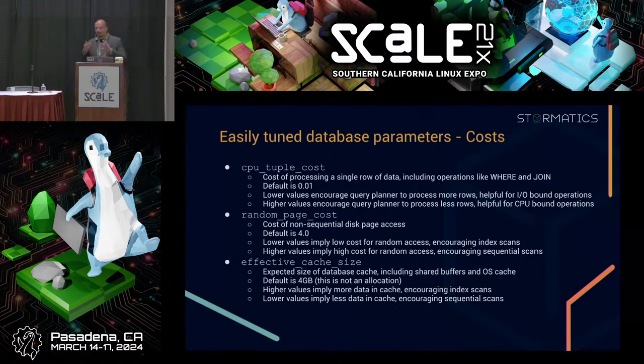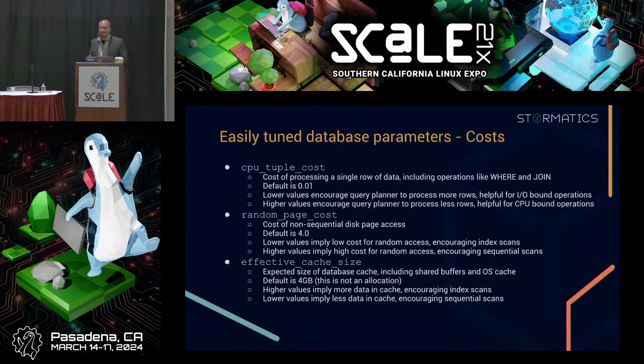So if your setup is CPU bound, if CPU is the resource that you're lacking, you can set this higher, raise the cost, so the planner tends to process fewer rows and help with the operations. Random page cost defines the cost of accessing a random value within the database. The default is 4. A lower value implies that random access is cheap, which is good for SSDs, and it encourages index scans.